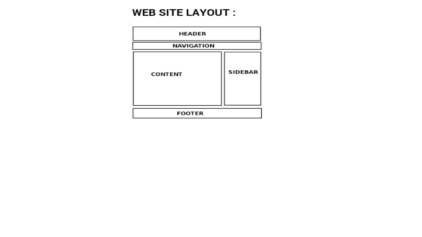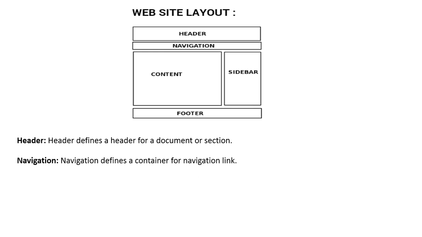So this is how a page layout looks like. We have the header, that is the top, and we have the navigation, that is the second from the top, and by the left we have content, and by the right we have a sidebar, then the footer. Header defines a header for a document or section. Navigation defines content for navigation links. That's where you can add other links that you want, either a link, home page, whatsoever, you can add it there.